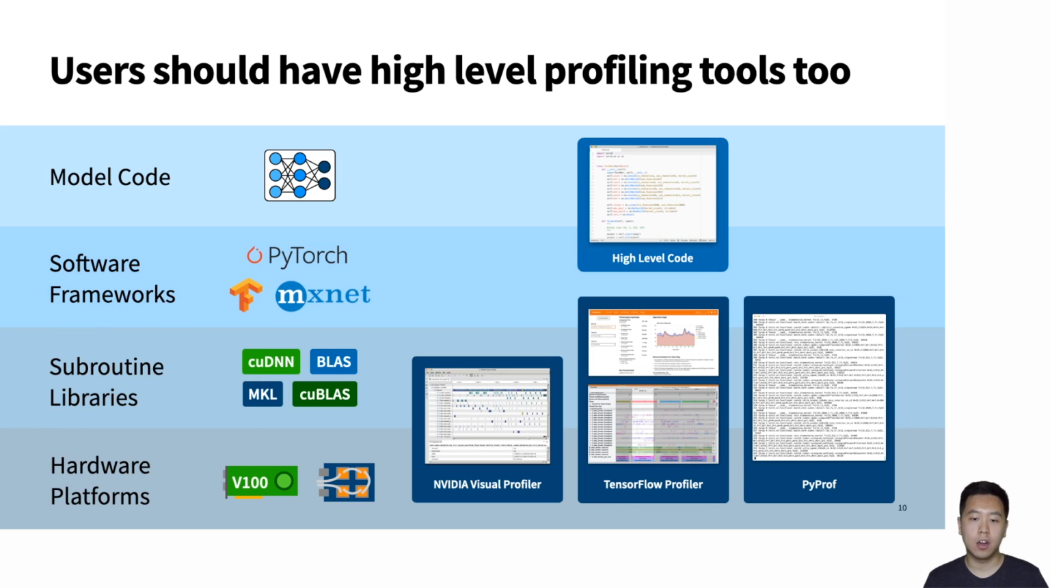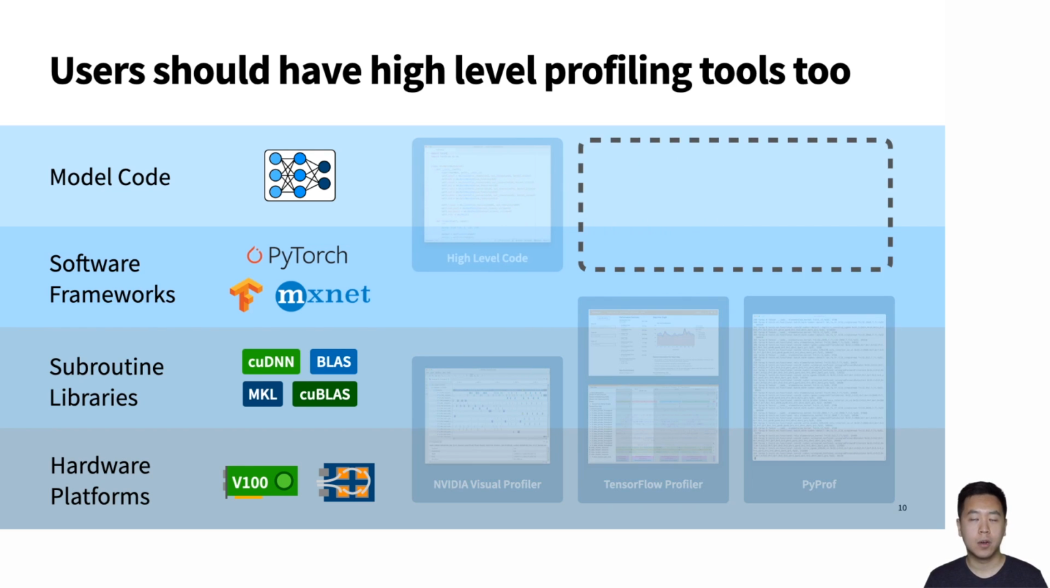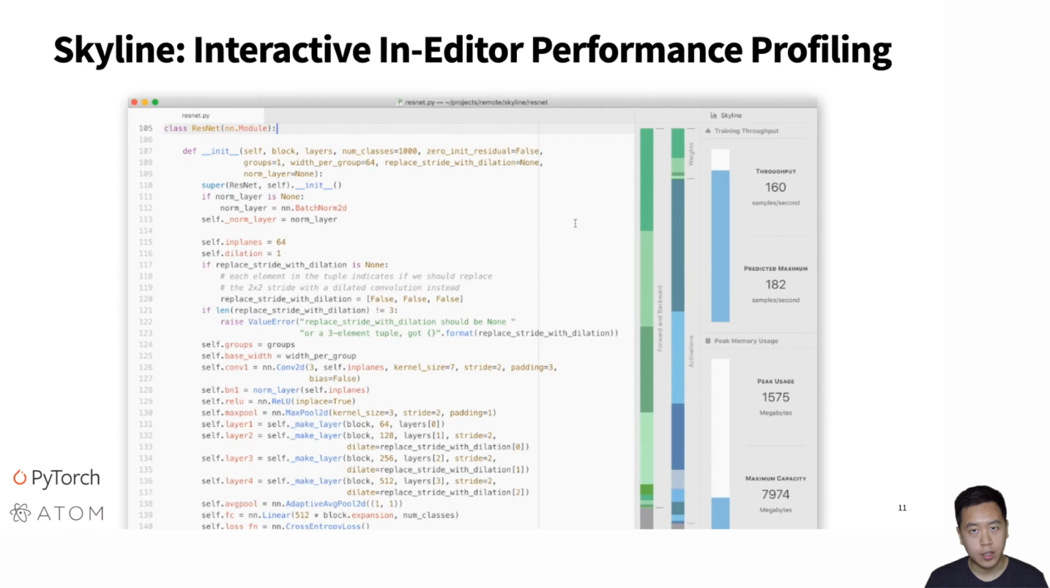So in our work, we make the argument that users really should have high-level profiling tools too. If you look at this diagram, there's space at the top of the stack for a profiling tool that runs at the same level of abstraction as end users. And that's where Skyline comes in.